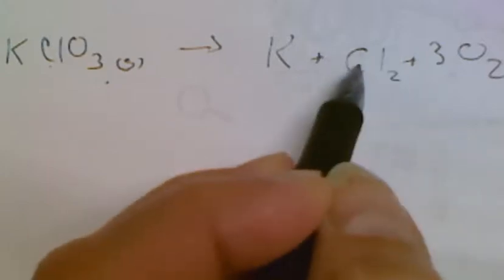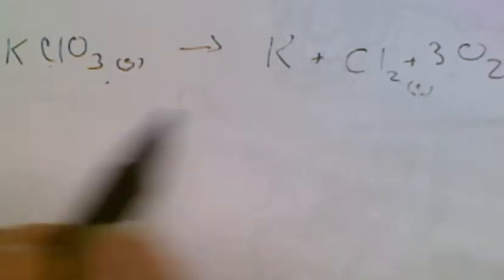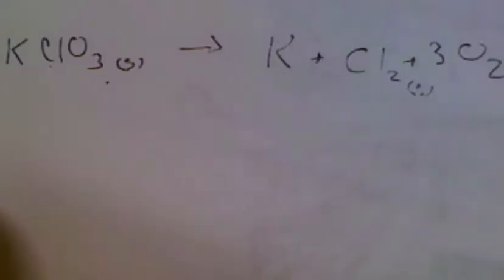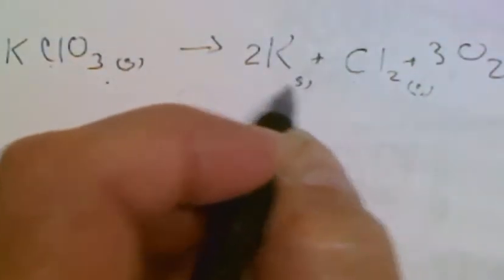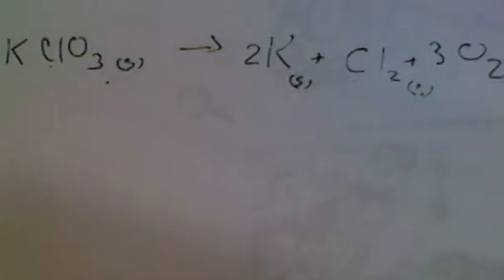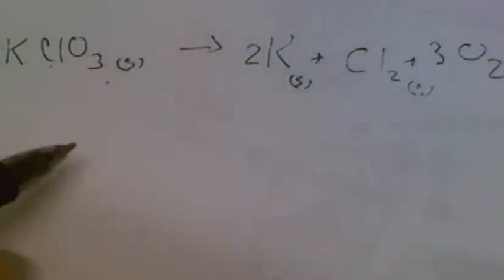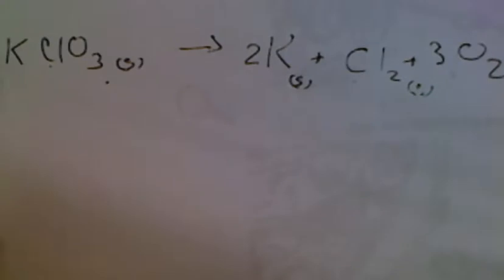My chlorine molecule, that's going to be a gas there. And, oh, I got to do, there we go, 2 potassiums there, and that's going to be a solid metal. So that would be a decomposition reaction of potassium chlorate. And I know you can't see my 2 that I wrote in front of that K, but there's a 2 in front of that.